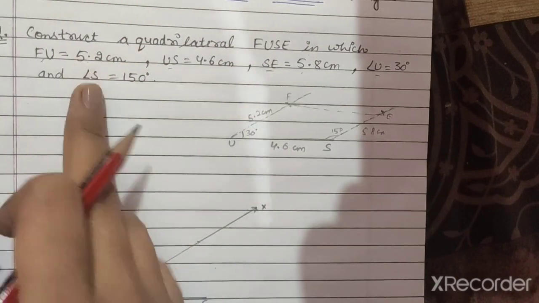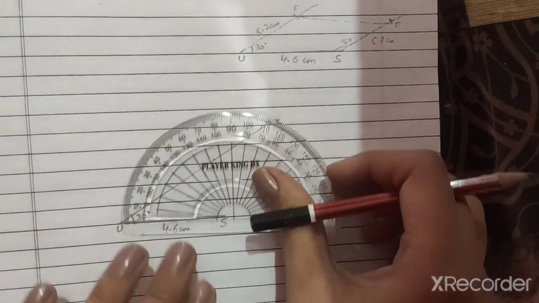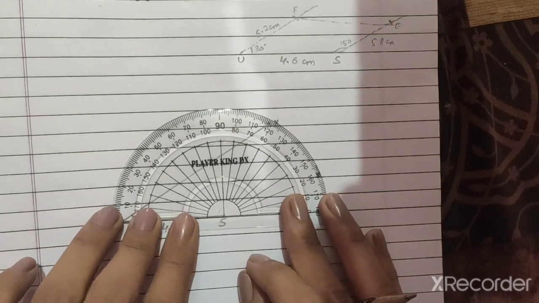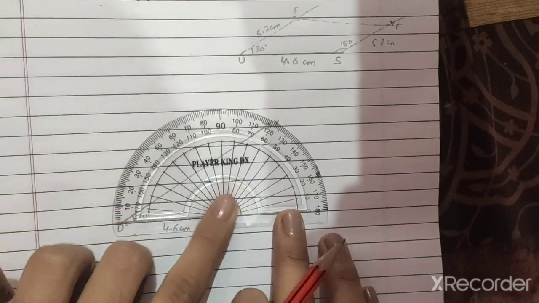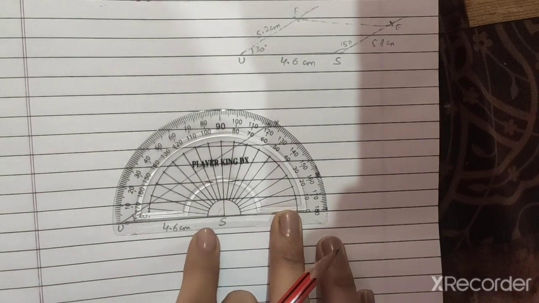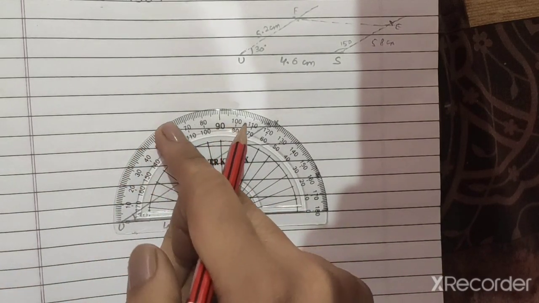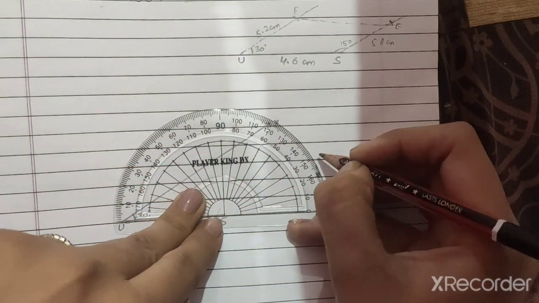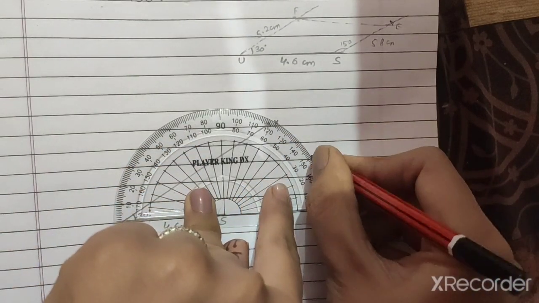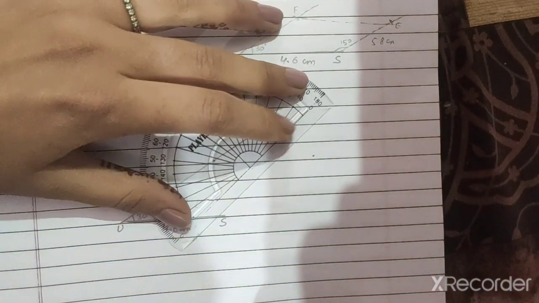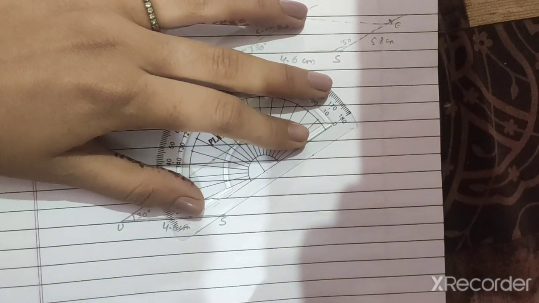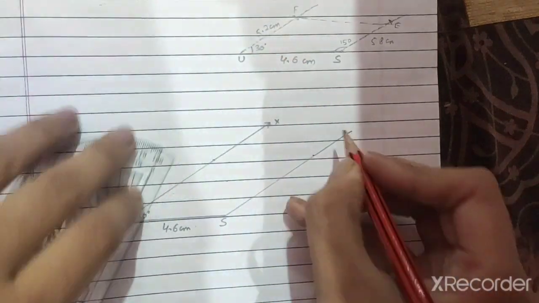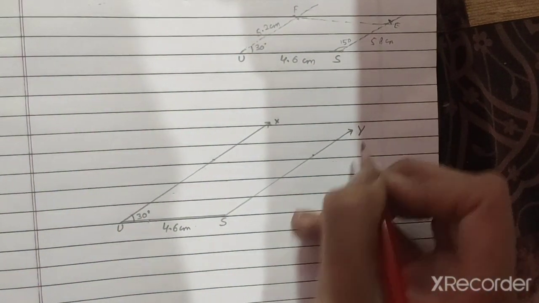Now at S make the angle 150° and join it with the baseline. Since the vertex is at the right, we will see the upper scale. On the upper scale, where is 150? Here it is 150. Point it out, then join the line and name this ray as SY. Done.